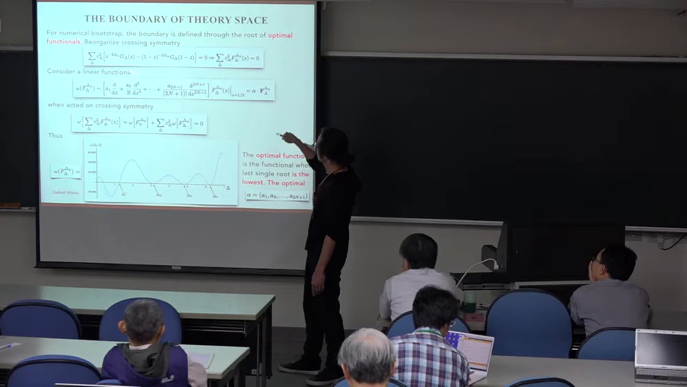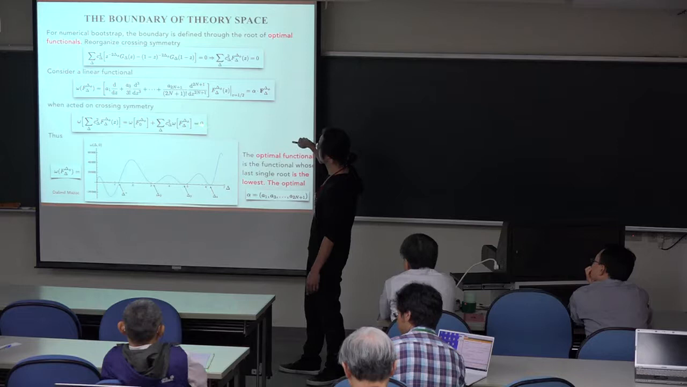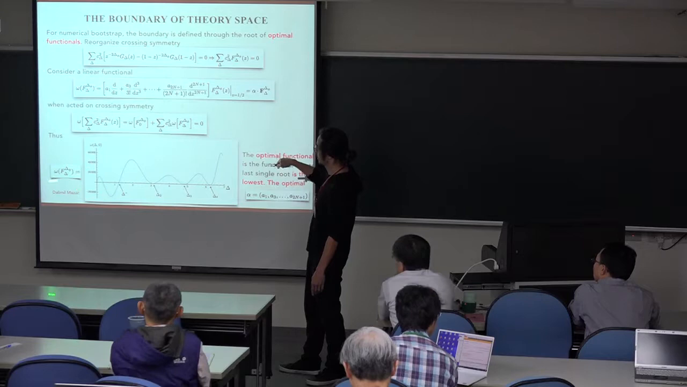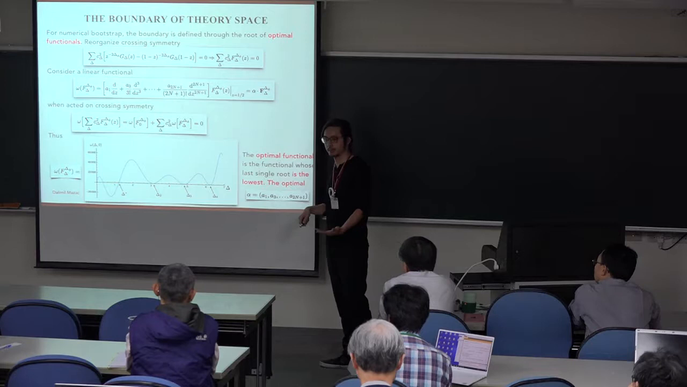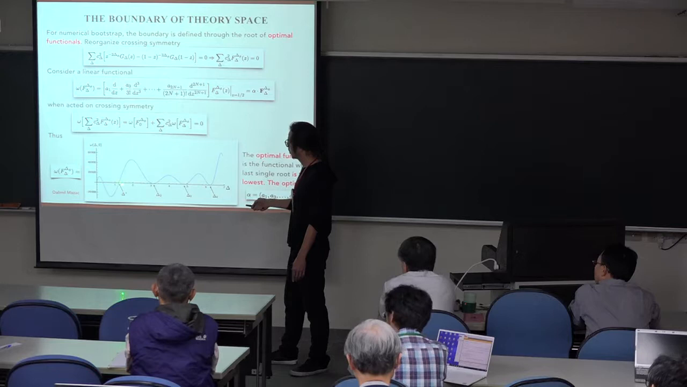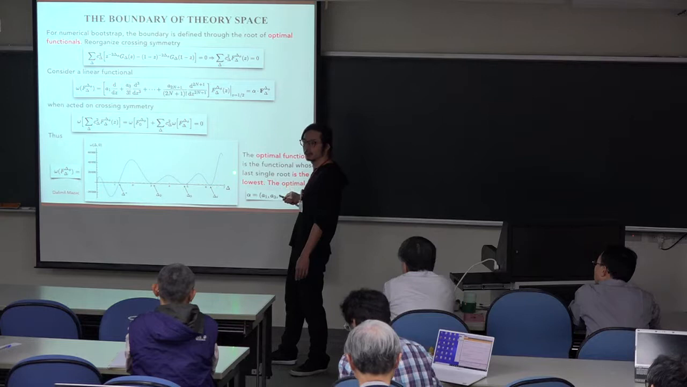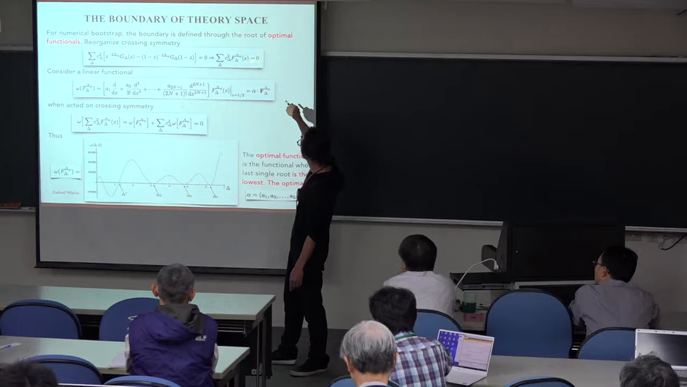So when acting on the crossing symmetry equation, it says that omega acting on this has to be zero. Now, if we plot omega on any single block, for any random a1, a3, a2n, you'll get some function that looks like this. Why does this contain information about, for example, the gap that you're interested in? Well, it's simple. After this point here, this function becomes always positive. And this functional, when acting on this equation, has to be zero, but this is a positive sum.